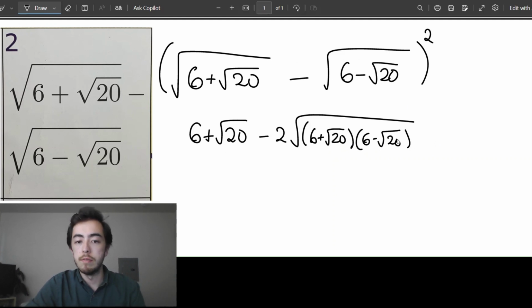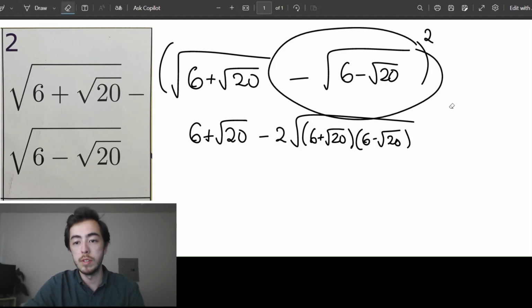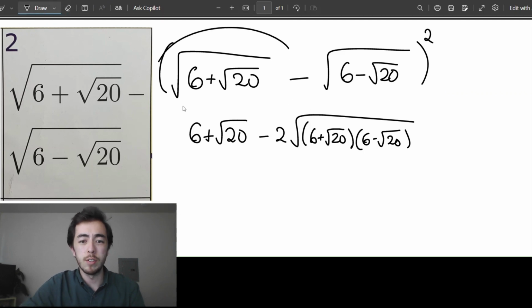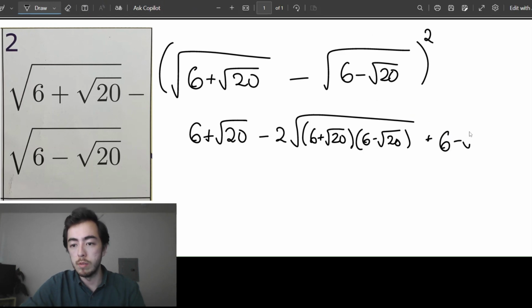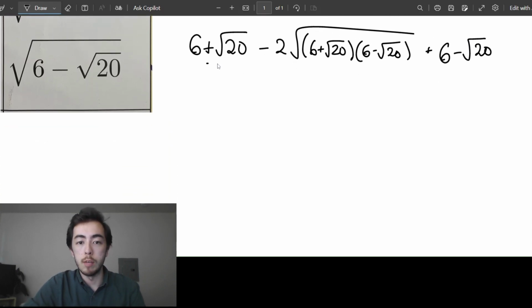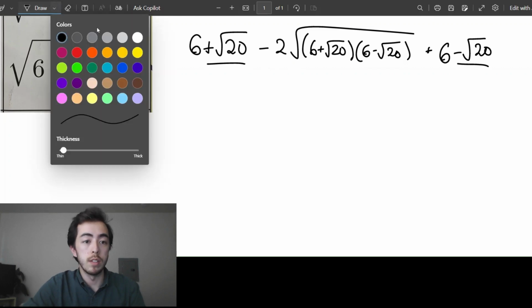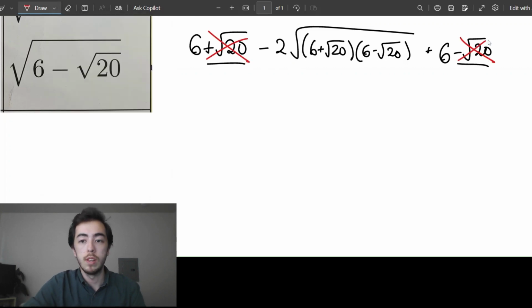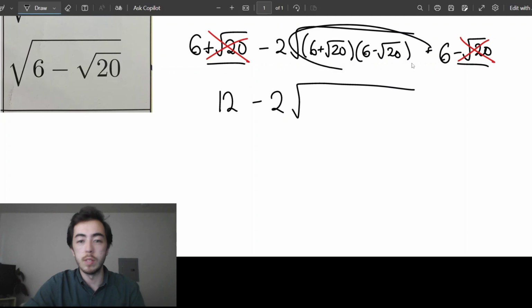And then to finish this distribution of my binomial squared, I want to do my last term times itself. And kind of just like the first term here, if I'm squaring something with a square root, I'm just going to get whatever is underneath that square root sign. So 6 minus root 20. All right. I see that a plus root 20 and a minus root 20 cancel each other out, so I can ignore these. I will combine my 6 and my plus 6, so I'll get 12 at the front. And I still have minus 2 and then the square root of whatever this product is.